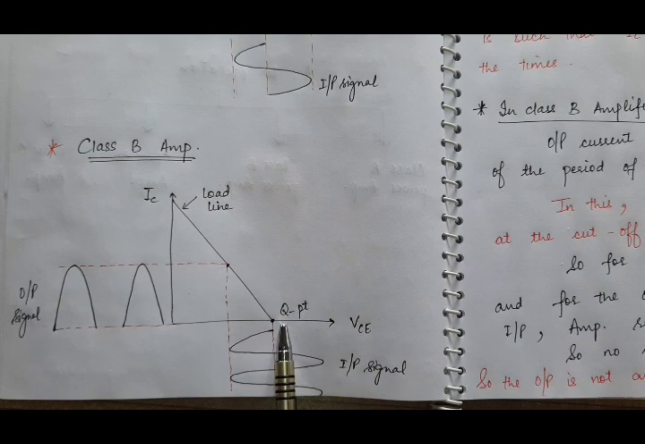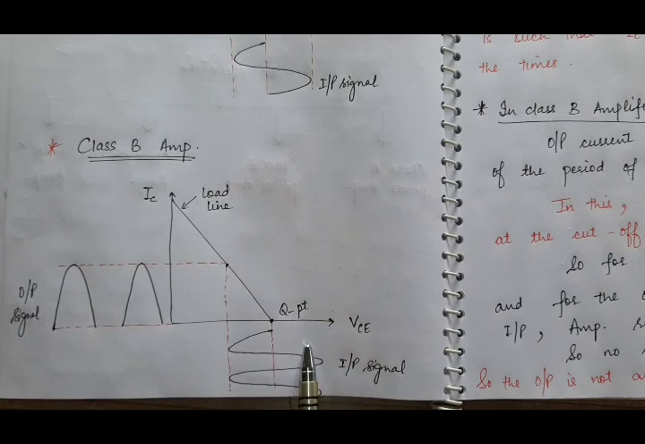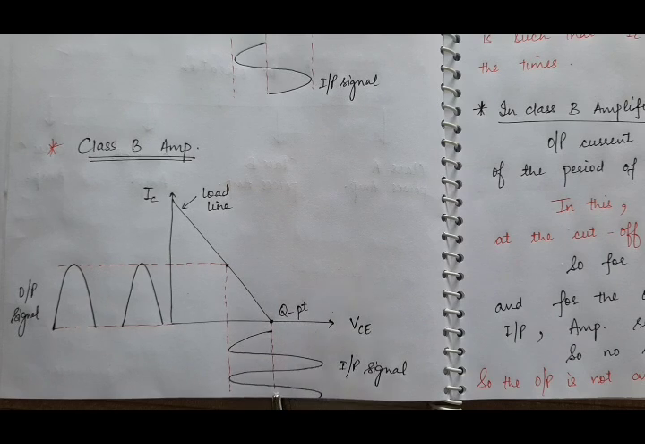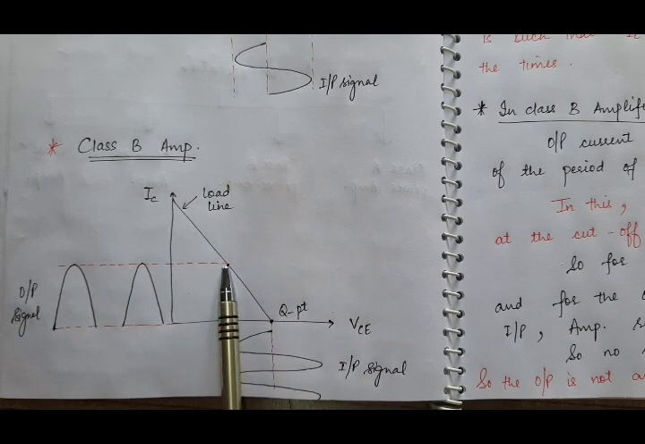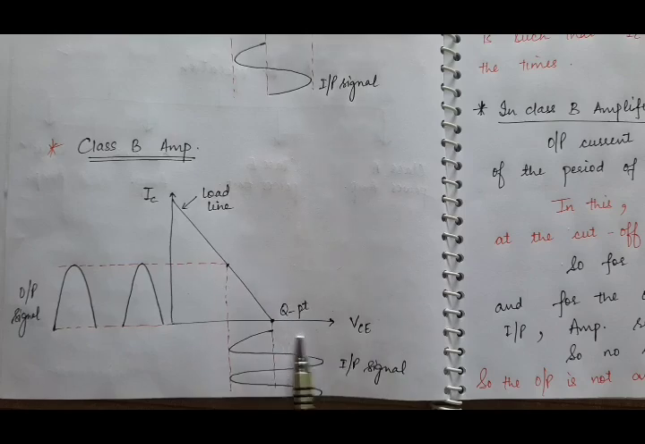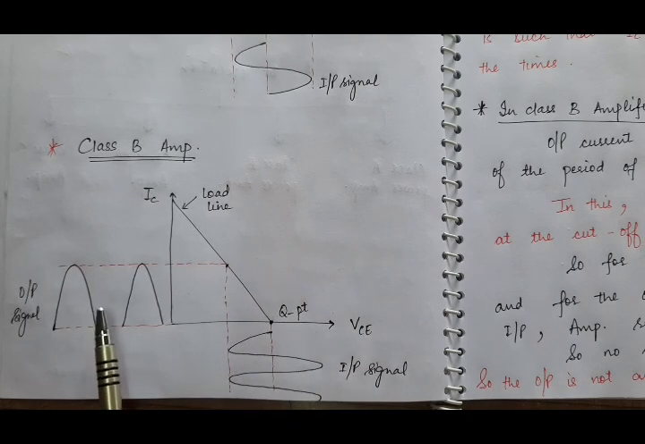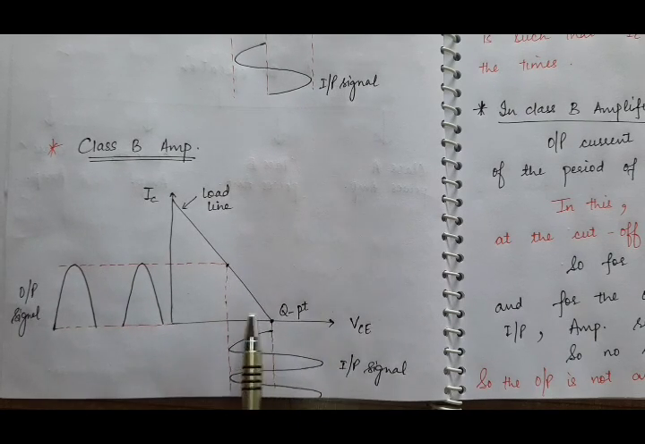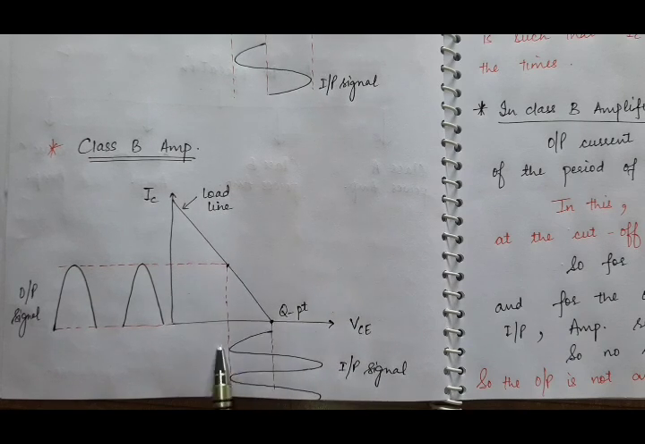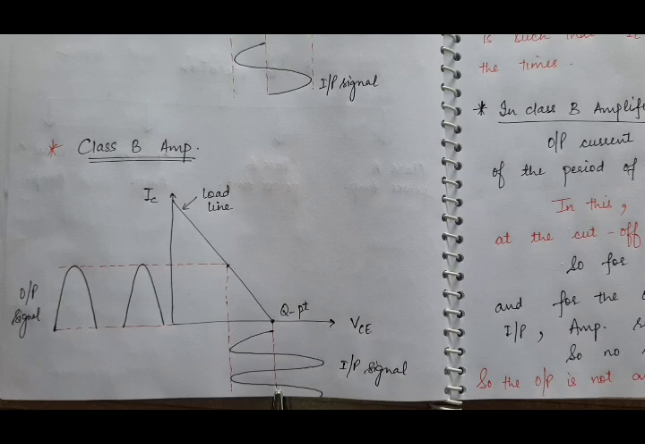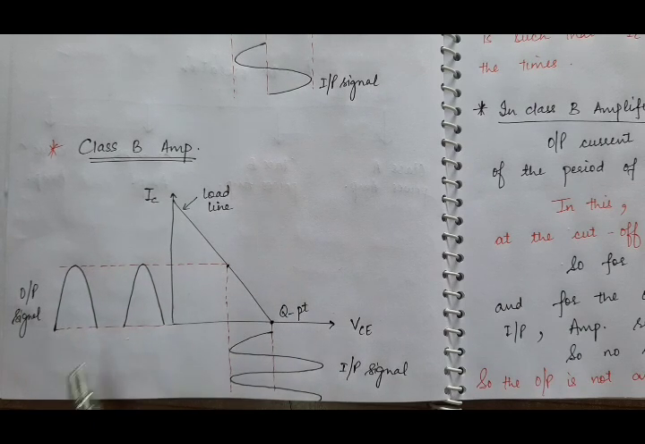So what will happen? This is the input signal. Only this portion, because this region is below the cutoff region, so that is why this portion will be cut off. This portion of the input signal will be cut off on the output side. So only this portion, corresponding to this portion of the input signal, we have output. So in this case, the output signal is not an exact replica of the input signal.